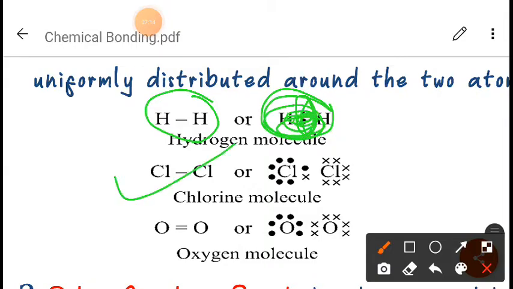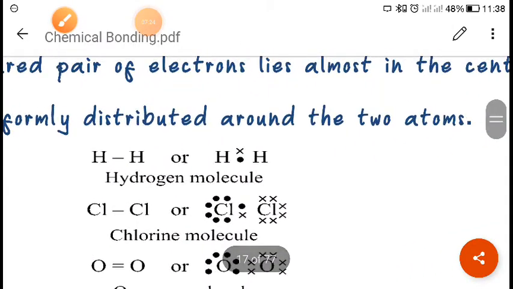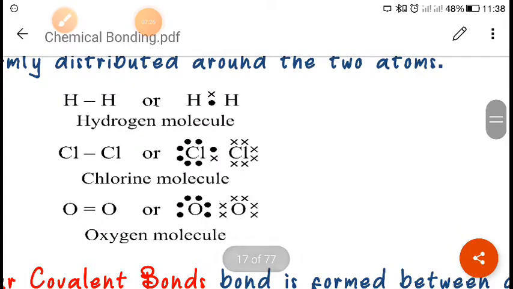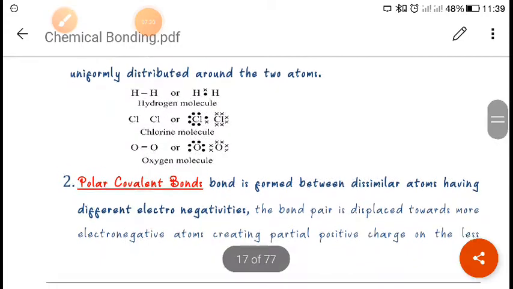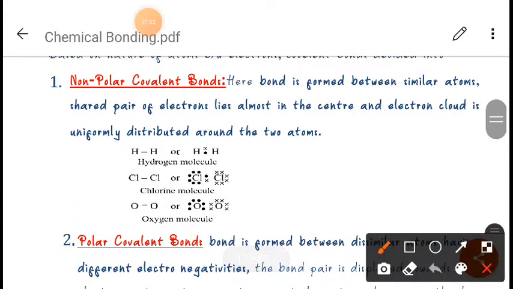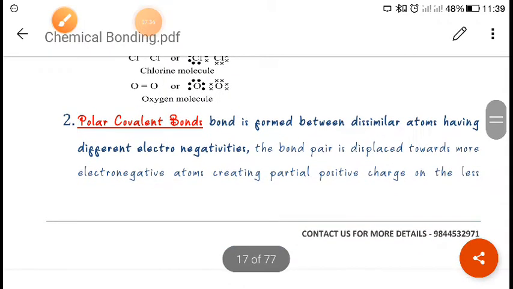In the same case, Cl2, you will see the shared electrons will be almost in the center, and the electron cloud will be uniformly distributed. So I hope you have understood what a non-polar covalent bond is. It is generally formed by similar atoms. Next is the polar covalent bond.